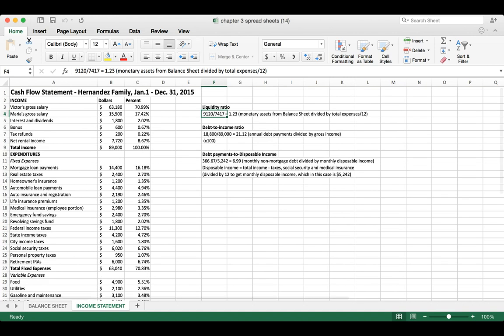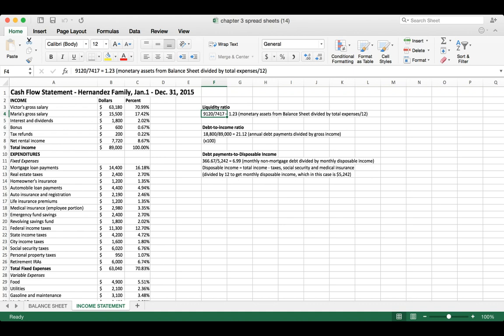But we wanted to come up with a monthly number. So we divided that by 12. So their monthly expenses are about $7,417. So you take the monetary assets and you divide that by their monthly expenses, and we have a number of 1.23. So what that means is they have 1.23 times the monetary assets covering their expenses. So it's just a little bit more than what their monthly expenses are.